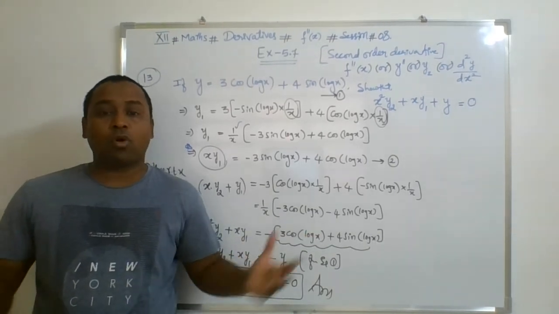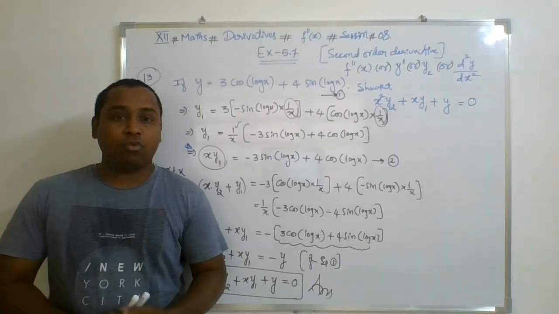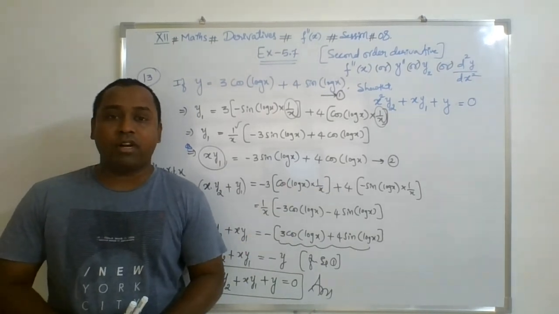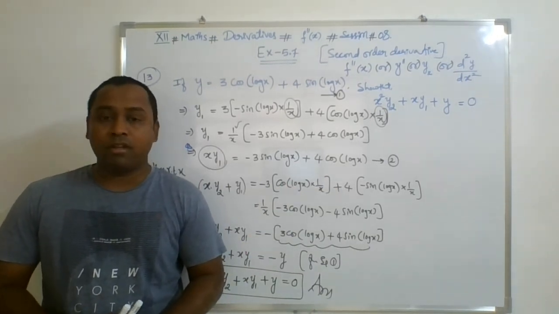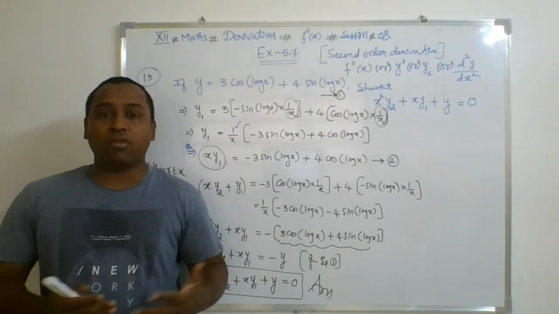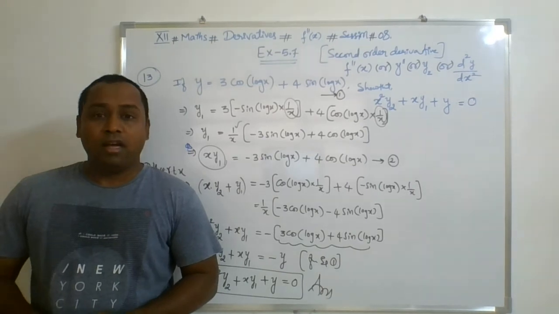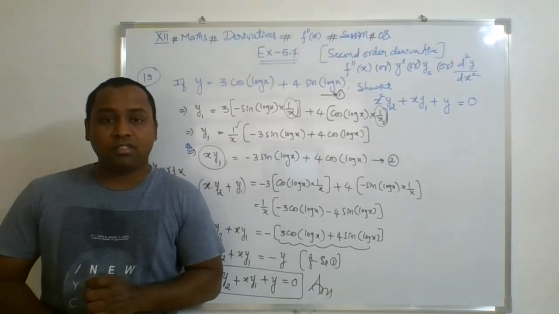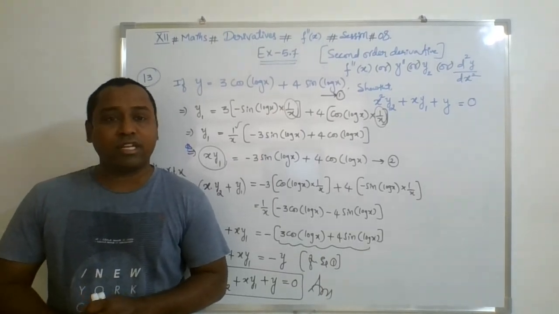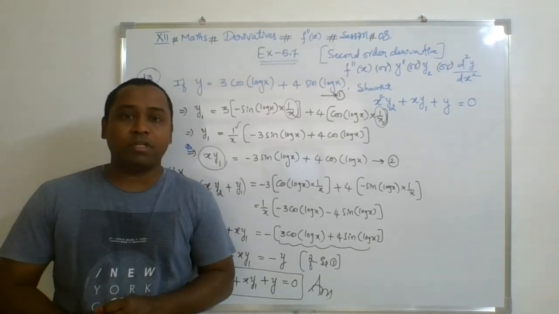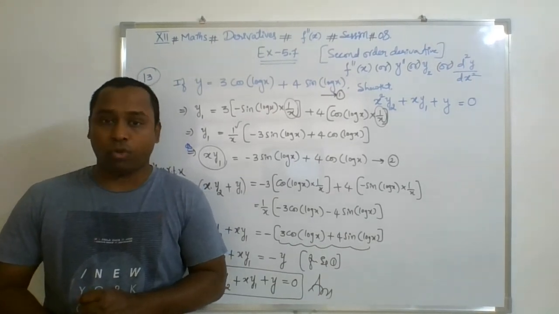Okay, so this is all about today's session. So we have ended with the second order derivative, that is 5.7. Now in this chapter I would say the total concepts are over. The only thing is higher order thinking skill questions, which will be covered in session 9. That would be the last session of the derivative topic.